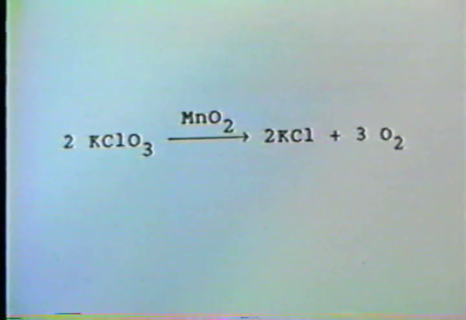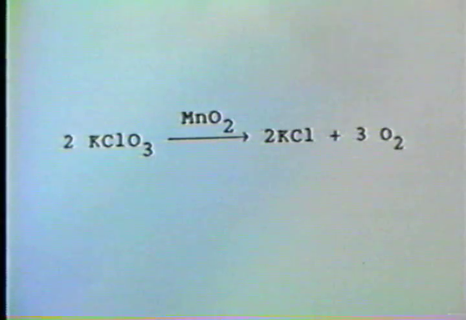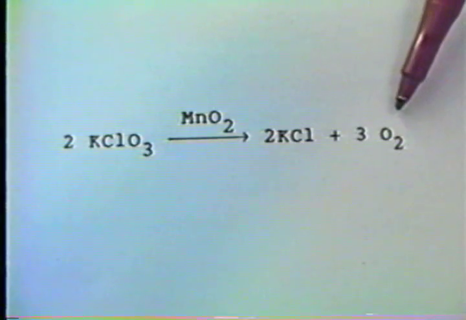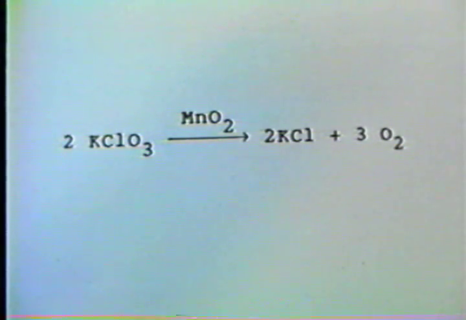The reaction which we'll use to generate oxygen is the thermal catalytic decomposition of potassium chlorate. We'll use manganese dioxide as the catalyst, and this mixture of potassium chlorate and manganese dioxide upon heating will give off oxygen gas and leave behind potassium chloride.